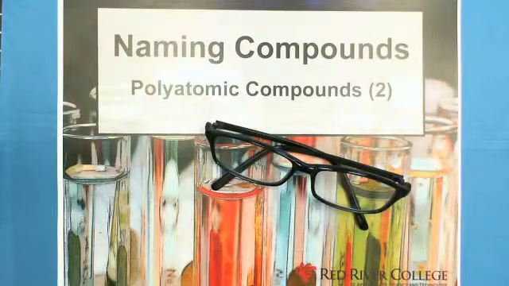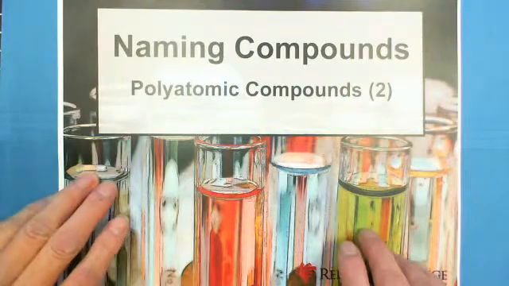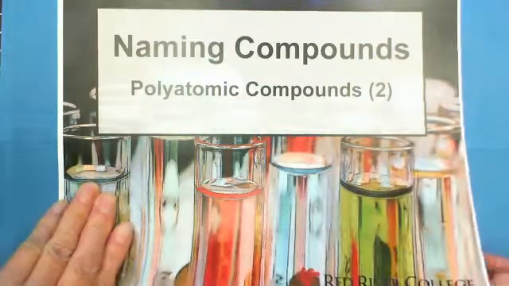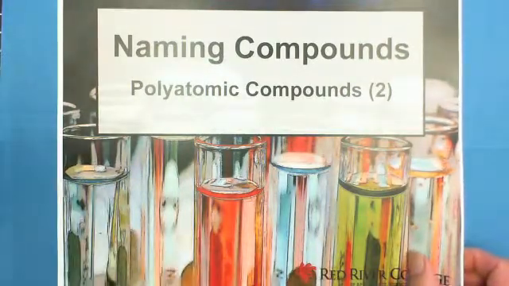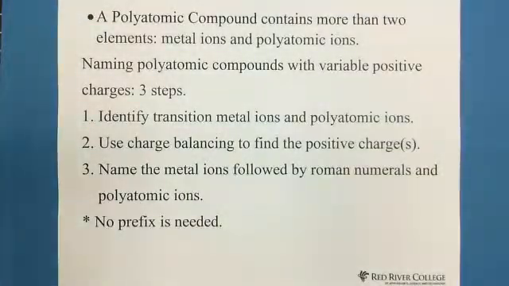Naming compound, polyatomic compound 2. In this session I'm going to show you how to name the polyatomic compound with variable positive charge. First let's review. A polyatomic compound contains more than two elements: metal ions and polyatomic ions. So naming polyatomic compounds with variable positive charge, there are three steps.